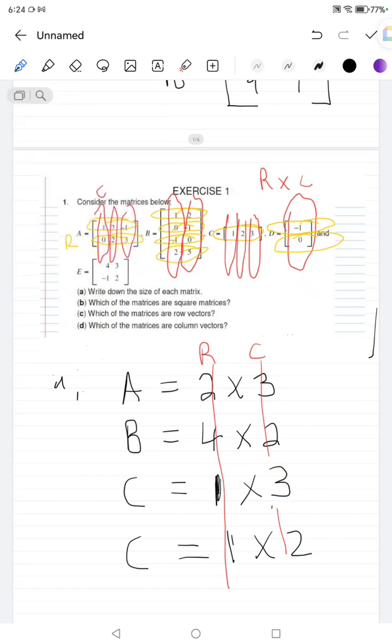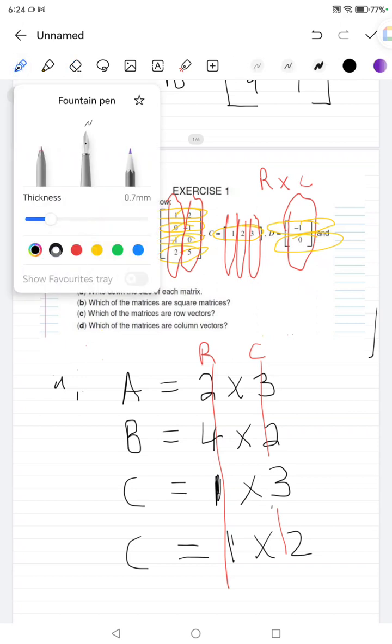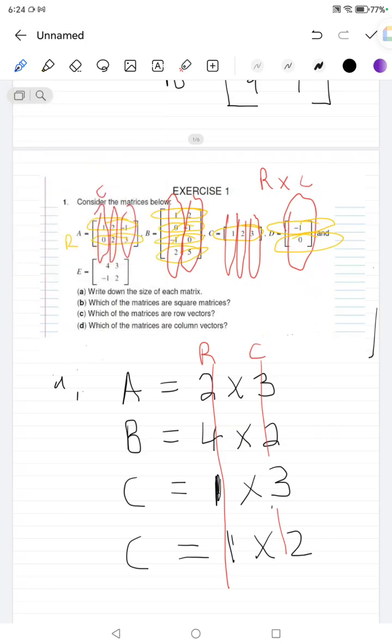Then the last one, I think I fixed it. Then we go and check number 2. They're asking which of the matrices are square matrices. Normally for your square matrices, you're going to have an equal number of rows and equal number of columns. If you have something like your 1 by 1, 2 by 2, 3 by 3, those are going to be your square matrices.